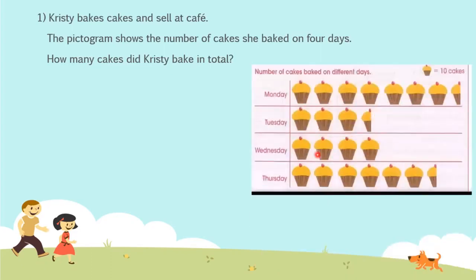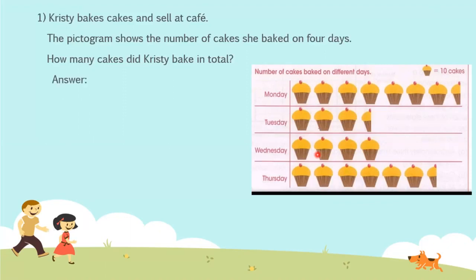This is a pictogram which gives you an idea of how Kristy bakes cakes and sells them at the cafe. In this pictogram, it shows the number of cakes baked on different days from Monday to Thursday, where one cake symbol equals 10 cakes. What we need to find is the total number of cakes that Kristy baked. For that, we want to know the number of cakes she baked on Monday, Tuesday, Wednesday and Thursday specifically. Then we can sum them all up and find the total number of cakes baked. So shall we start doing the answer?